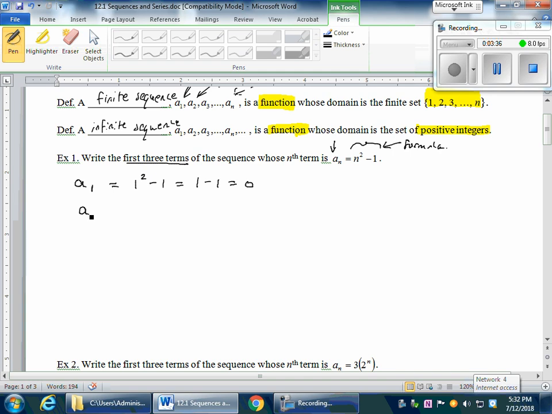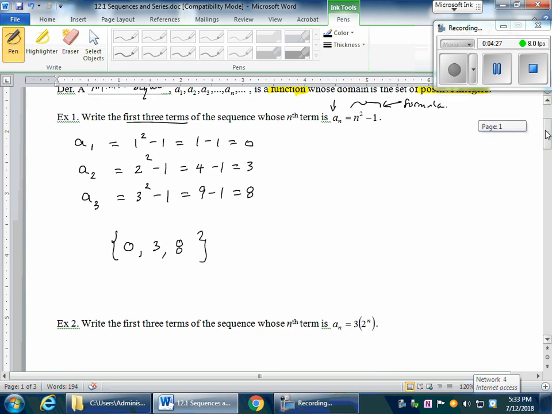If I'm looking for the second term of the sequence, that means a sub 2, and I'm going to substitute this 2 into the formula, so 2 to the second power minus 1, which is equal to 4 minus 1 equal to 3. If it is the third term, it means a sub 3, so 3 to the second power minus 1 equal to 9 minus 1, which is equal to 8. Now we got the first three terms of the sequence, which is 0, 3, 8. That's the first three terms of the sequence. And of course, if you want to continue, this will be endless, because for as many n values as you want, as long as they're integers, it will give you an outcome from this formula.